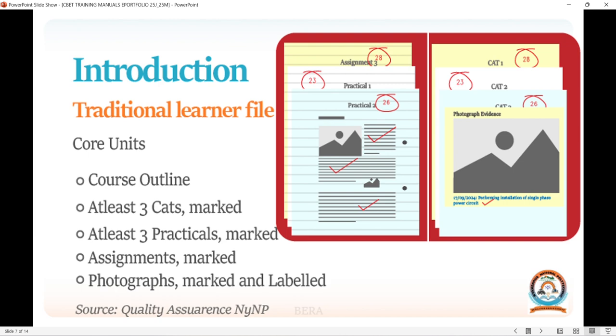So you have to give it to the trainer, for your trainer to mark them. These are the things which we were supposed to do in the traditional filing. But now we are going to adopt the same when we are going to design and build the e-portfolio version of it.